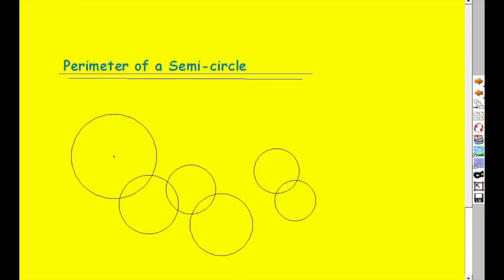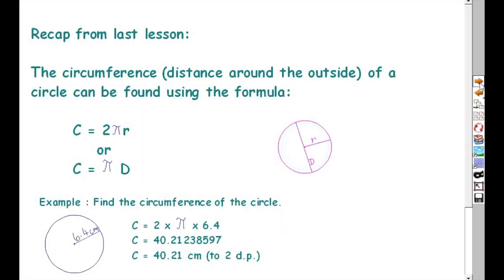Hi Year 11, this is your first pre-recorded lesson. If you remember, last lesson we were doing the circumference of a circle, which I'm going to recap with you briefly at the beginning, and then we're going to move on to the perimeter of a semicircle.